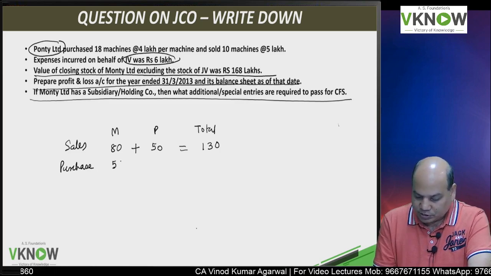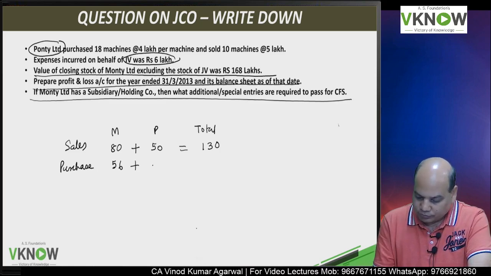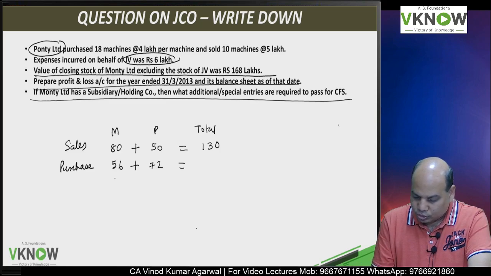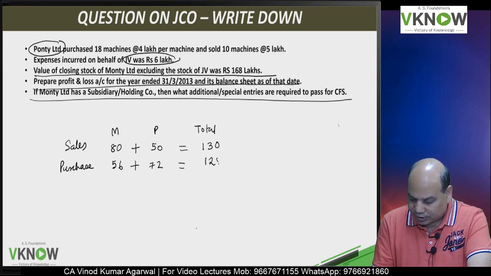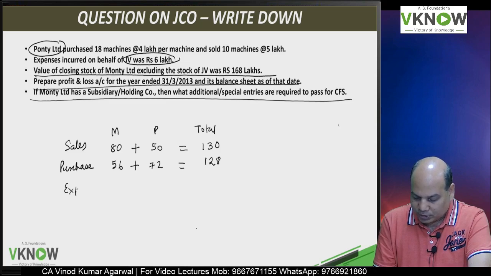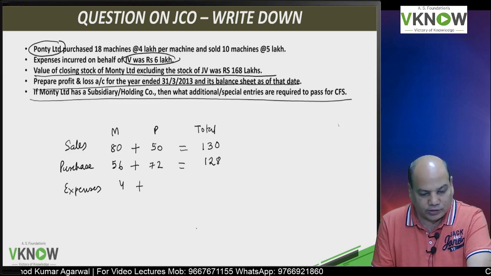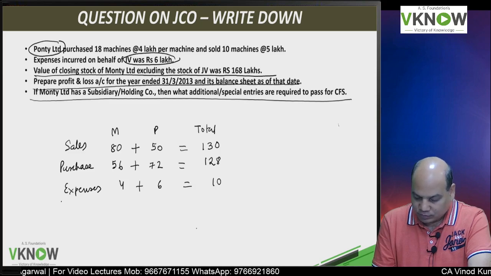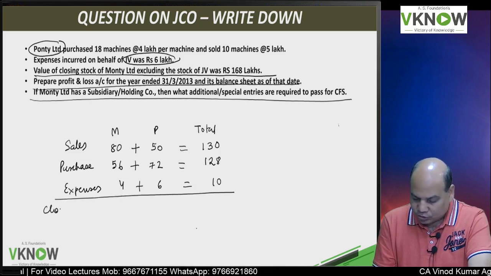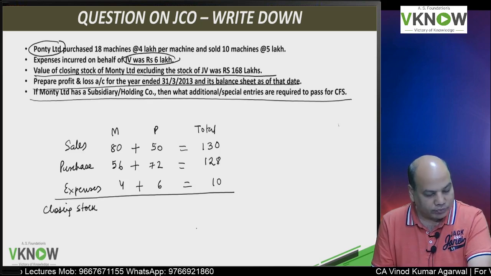Monty has purchased 56 lakh, Ponty has purchased 18 into 4, 72 lakh. So total purchase made by them is 56 plus 72, 128. Total expense, Monty has incurred 4, Ponty has incurred 6, total 10. And now let us also look at the closing stock. What will be the closing stock?